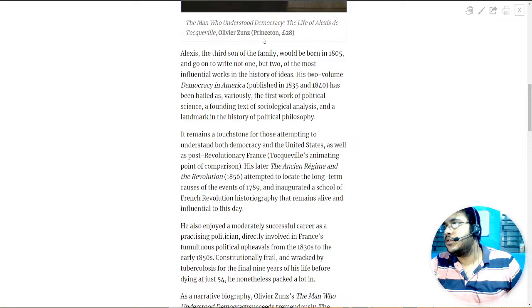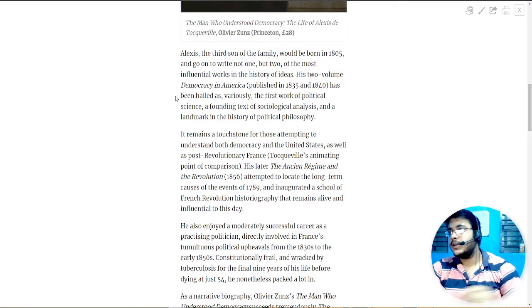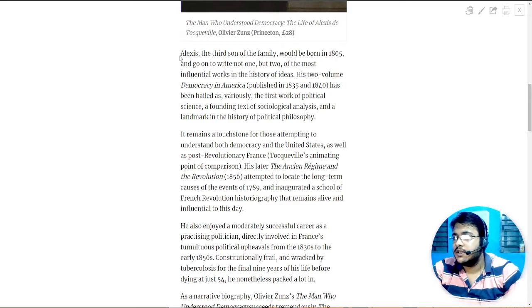Okay, so this basically is talking about this book, The Man Who Understood Democracy, the life of Alexis de Tocqueville, Oliver Zunz, Princeton, 28 euros if I'm not mistaken. Yeah, Alexis, okay, we read from this point.